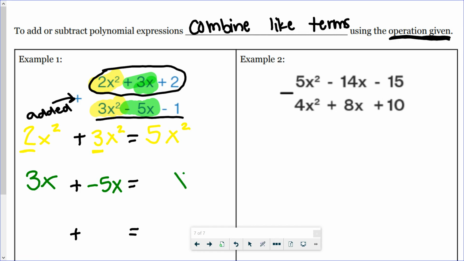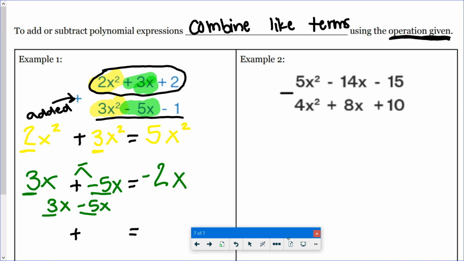I know my x is going to stay the same, so what I'm looking at is my coefficients. Now, sometimes it's confusing when we have plus minus, so remember you can also write this as 3x minus 5x, because whenever you have a plus and a minus together, they become a minus, okay? So 3x minus 5x is like 3 minus 5, which is going to get me negative 2. So I have negative 2x.